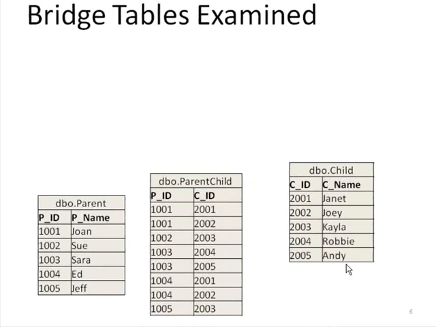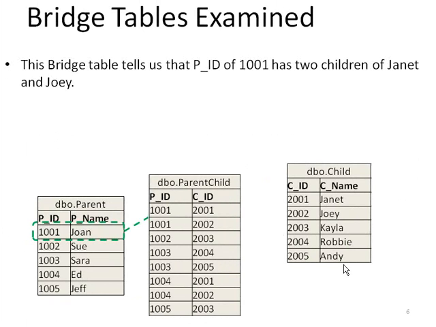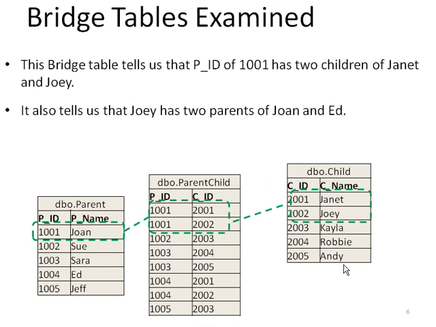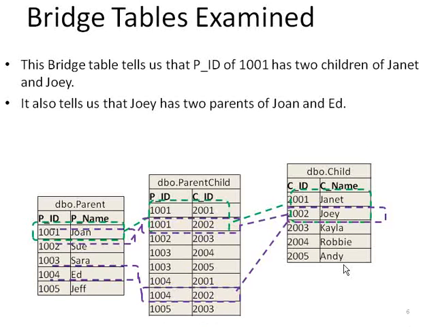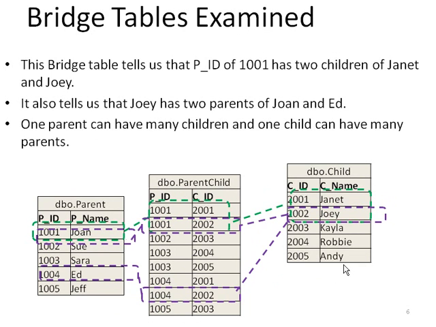Let's introduce the bridge table. The bridge table tells us that parent ID of 1001 has 2 children, of Janet and Joey. It also tells us that Joey has 2 parents. As we can see, 2002 for Joey maps twice to the parent-child table, showing a parent of 1001 and 1004, which is Joan and Ed. One parent can have many children, as well as one child can have many parents. Therefore, the parent to the child table is a many-to-many relationship.